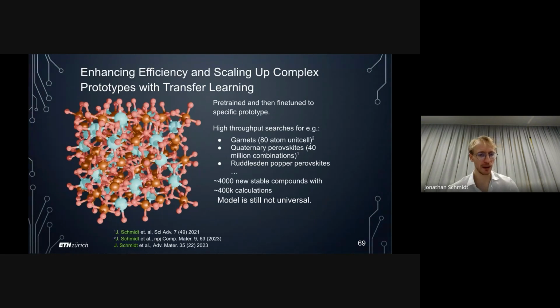Could do quaternary perovskites, where for a quaternary compound we had around 40 million combinations. And so we'd always just predict all these combinations, calculate the most stable ones, fine-tune and repeat this process. And so we did this for around 20 prototypes and found around 4,000 new stable compounds in 400,000 calculations. At this point in time, this was around a 10% increase in the number of known thermodynamically stable compounds. But our model was still not universal because we still had to fine-tune. And so we needed more data.